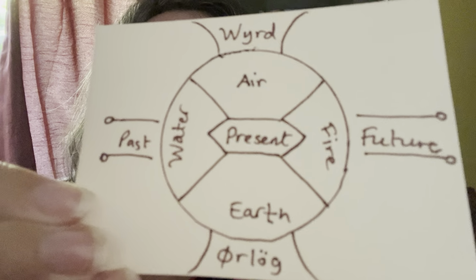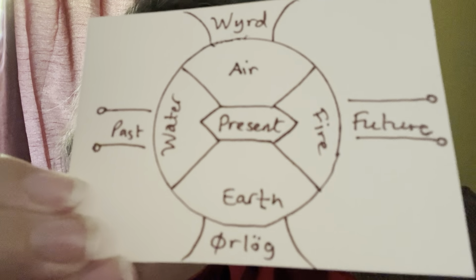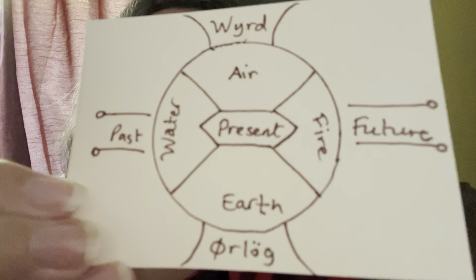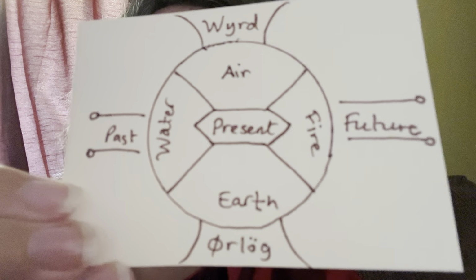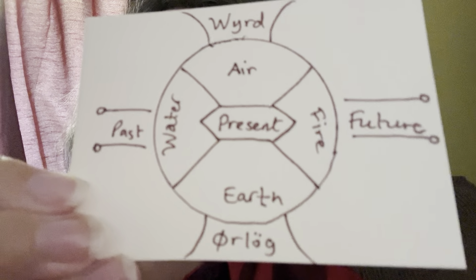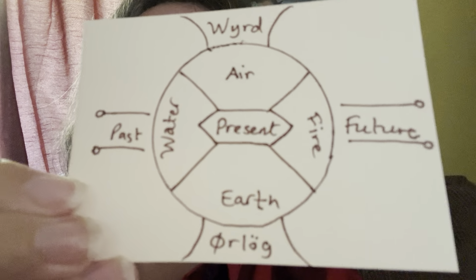And then past, present and future going through the center, and then the 4 elements. You can arrange the 4 elements in the way that works for your system. This is just the way my system works. So air would represent intellect.